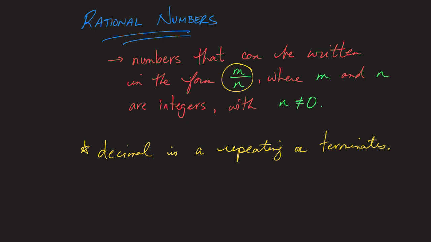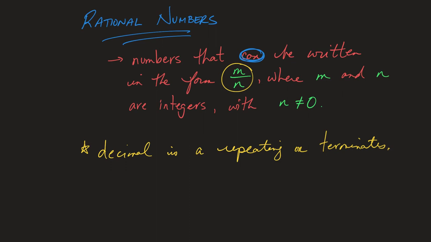In red, there is our formal definition. You can see that what I've circled in gold, that fractions can be written in the form m over n, where m and n are integers. So our rational numbers have to be in that form. Now, what I want to do is go back and zero in on that word can.